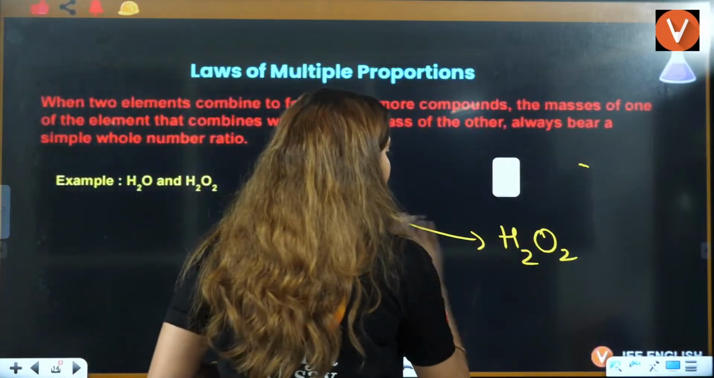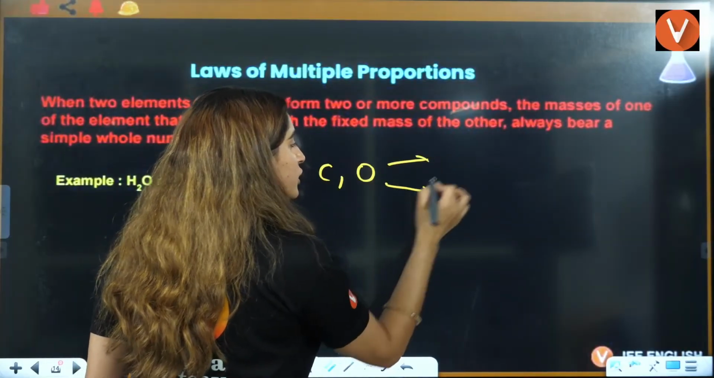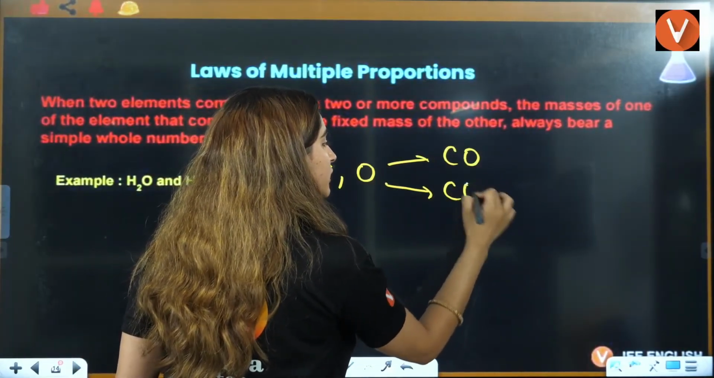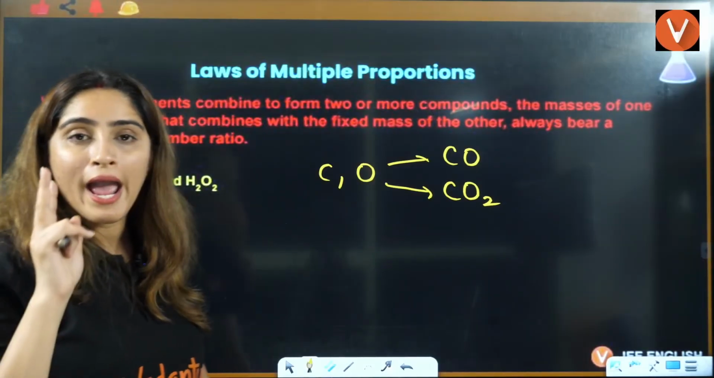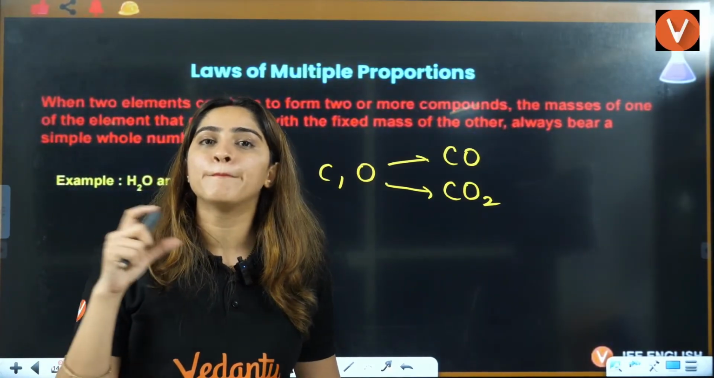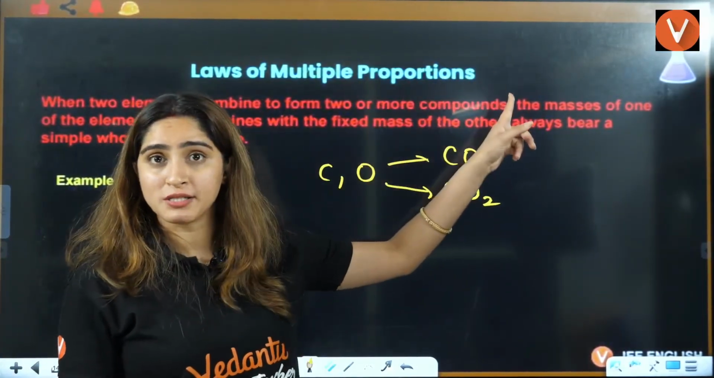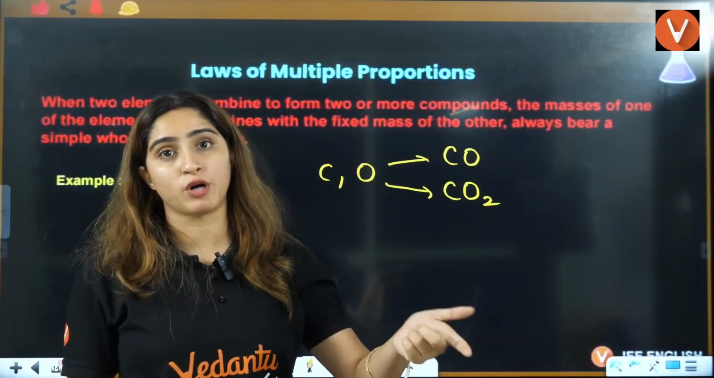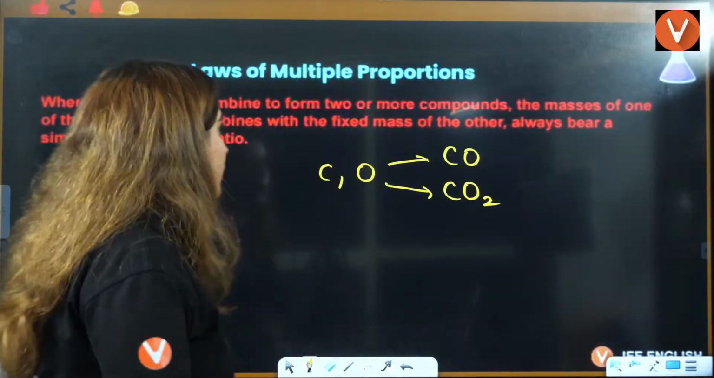Similarly, you have carbon and oxygen. If you have carbon and oxygen, you can get carbon monoxide, and you can also get carbon dioxide. So when 2 elements are combined in different ratios, in multiple proportions, you will get different products. You will get different compounds, right?